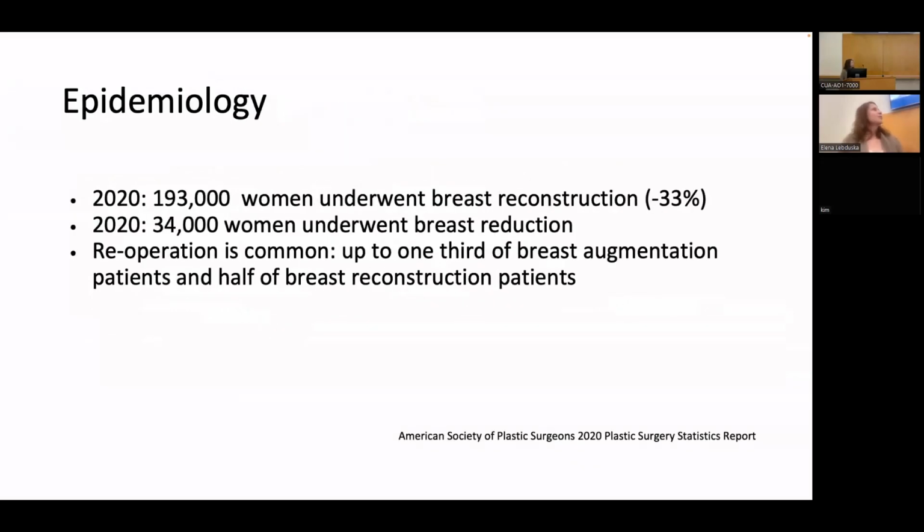So how common is breast surgery? This is 2020 data, but this was actually a pretty low year. This is also during the pandemic when elective surgeries weren't being done. But about 300,000 surgeries are usually done annually, and 34%, or 34,000, of them are reduction surgeries. It's important to note that most women who have breast surgery will have to have a repeat surgery. It's about a third of augmentation and half of reconstruction. So it's a lot of going back in.